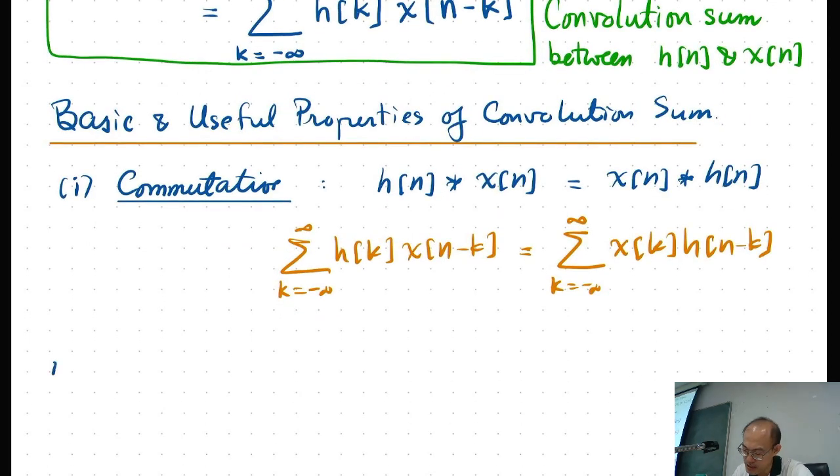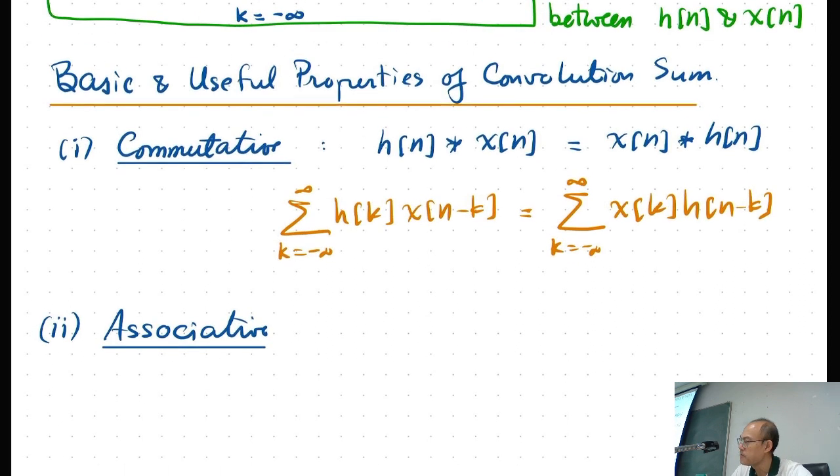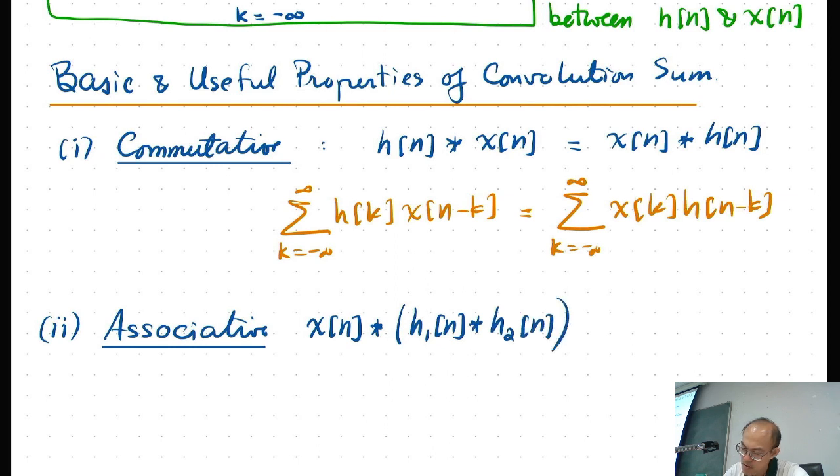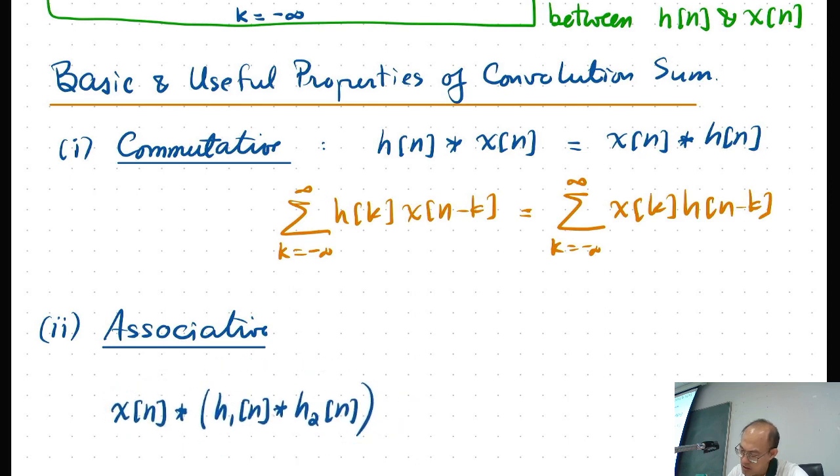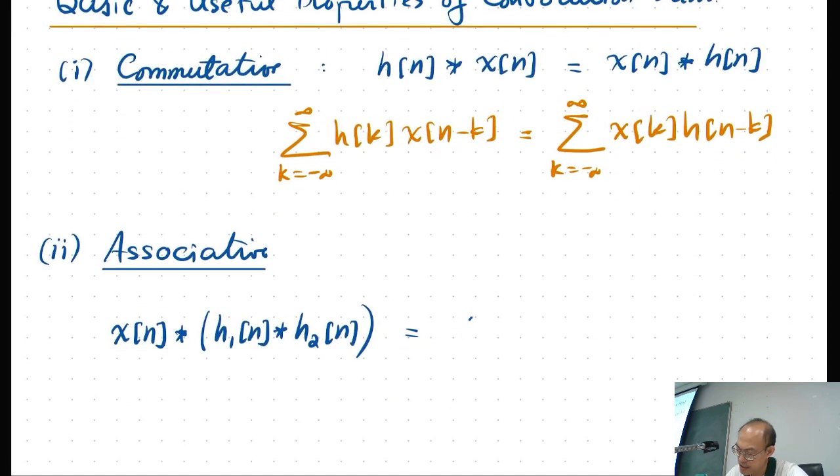The second property is associativity. Associative says that x[n] star h1 star h2 is equal to x[n] star h1 and then star h2. Okay.